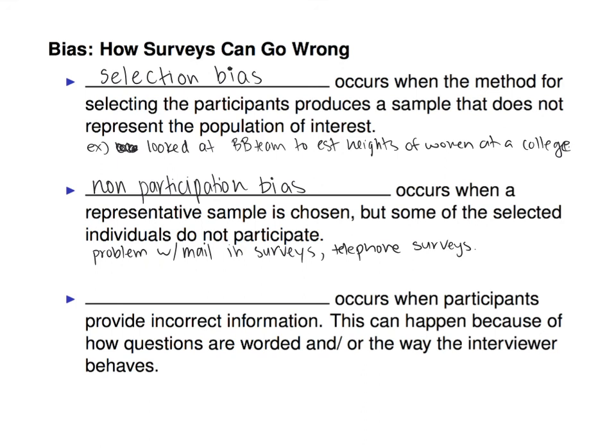And response bias occurs when participants provide incorrect information. This can happen because of how questions are worded and or the way the interviewer behaves. It also could be unintentional. If you're asked to report the things you've eaten for the last 10 years, you probably will predict that you've eaten healthier than you actually have. So just for whatever reason, you don't respond accurately.